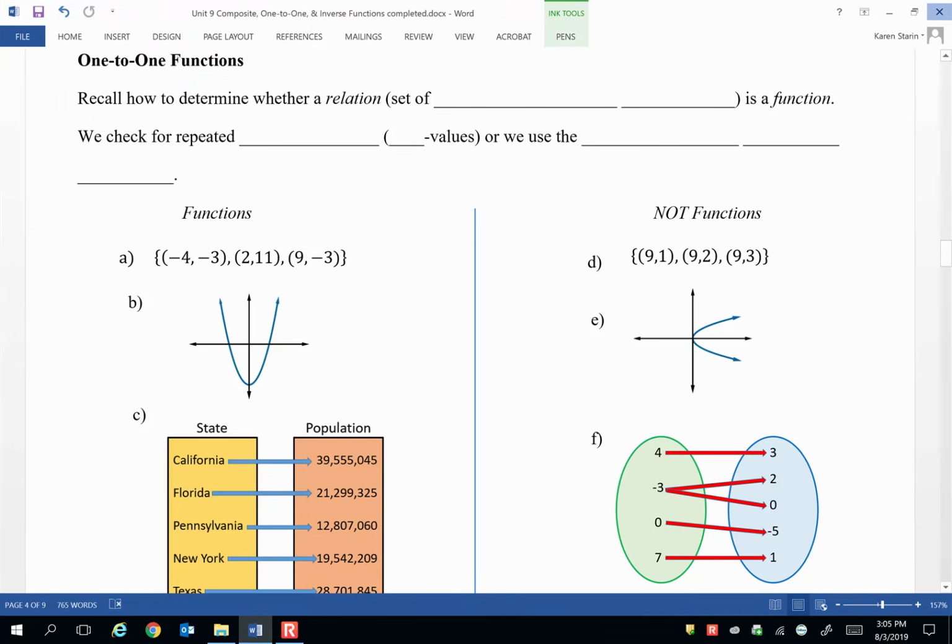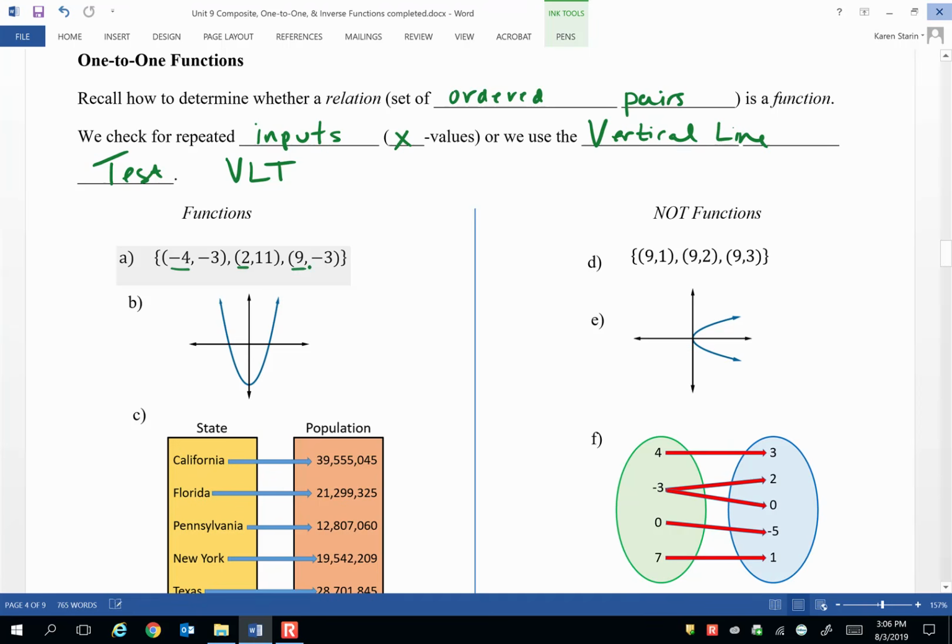One-to-one functions. So remember how to determine whether a relation, which is a set of ordered pairs, is a function. So we check for repeated input values, which are our quote-unquote x's, or we use the vertical line test. And I'll abbreviate that VLT.